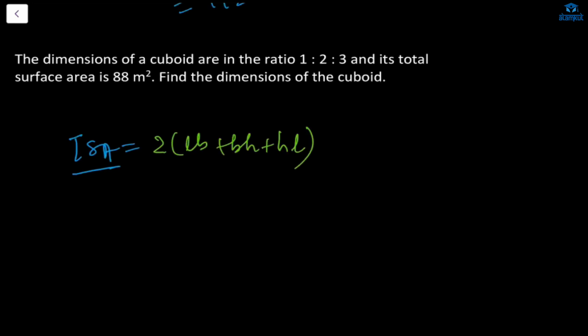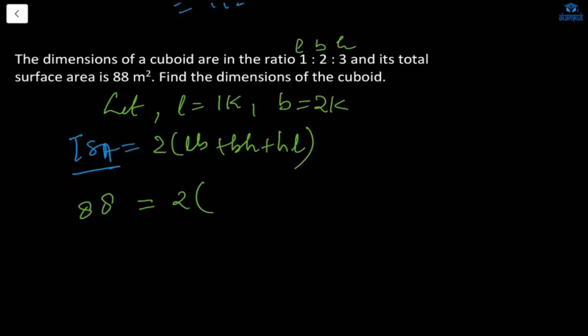Now the total surface area value is already given, 88. And the length, breadth, height dimensions are in the ratio 1, 2, 3. So you can assume that they are 1k, 2k, 3k. Let length be 1k, breadth be 2k, and height be 3k.